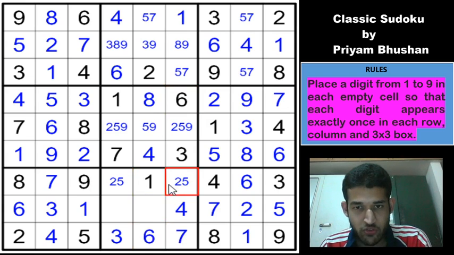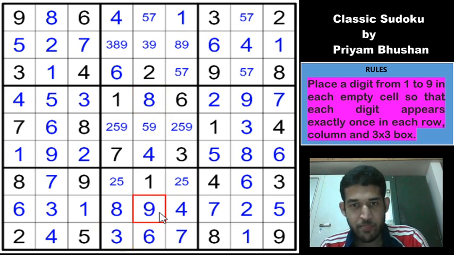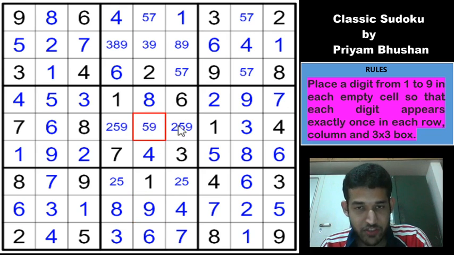And now 1, 2, 5, 3, 4, 6 and 7. So remaining candidates are 8 and 9. You have an 8 here, which means you can place the 8 here and the 9 here. And that gives us the 5 here, which we deduced at the start itself that it cannot be a 9.